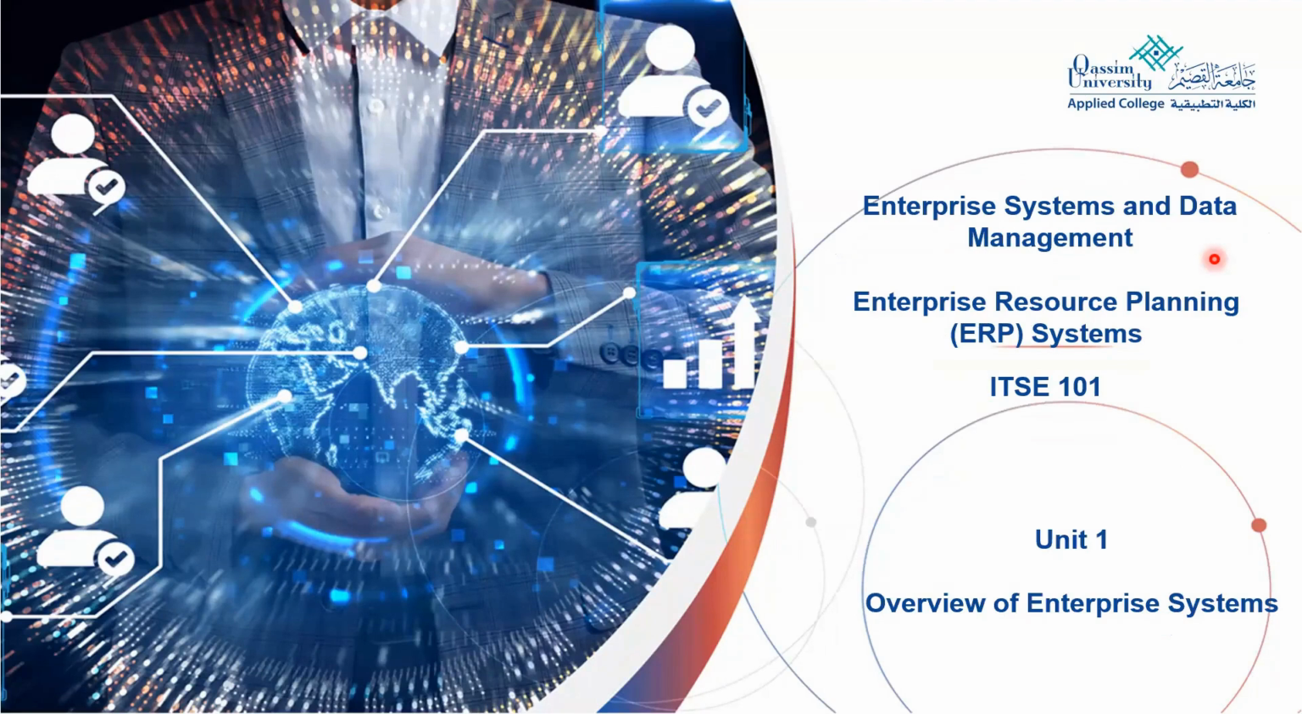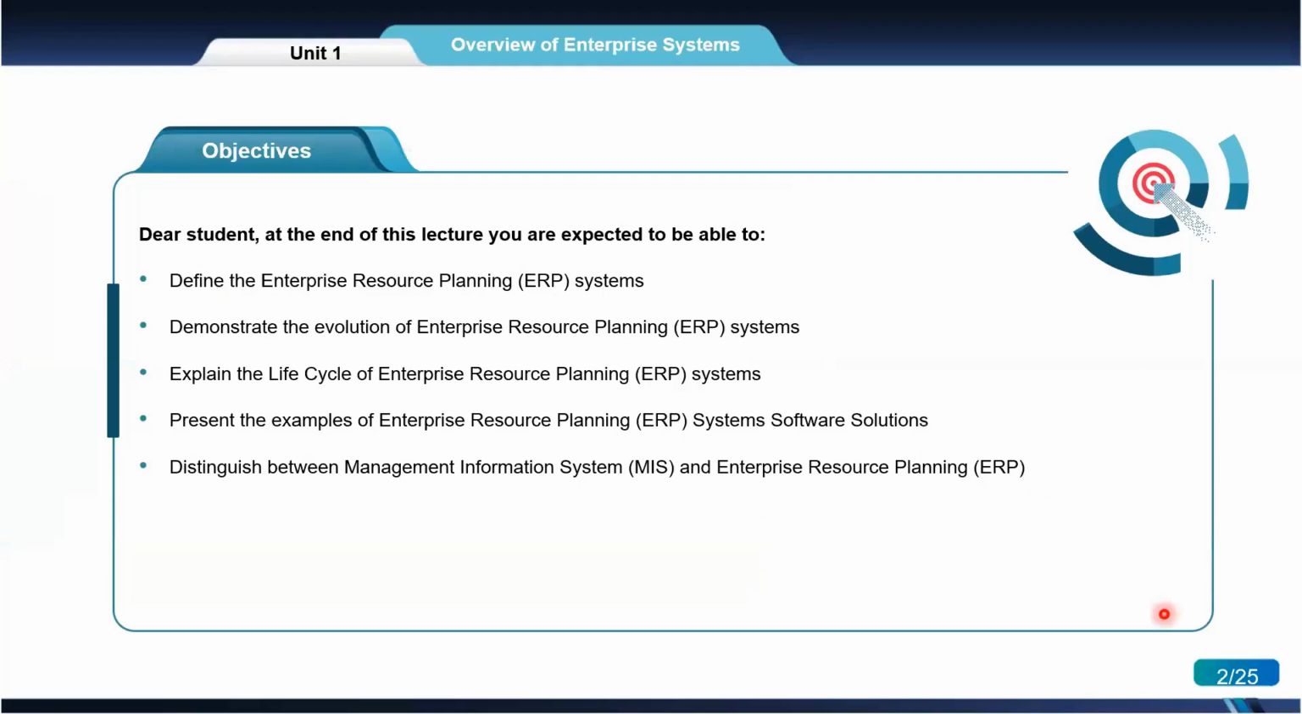In this video, we will provide a summary of the first unit, which is titled Overview of Enterprise Systems. By the end of this unit, the student will be able to define enterprise resource planning, present examples of software solutions used in the real world, and discuss the differences between management information systems and enterprise resource planning systems.